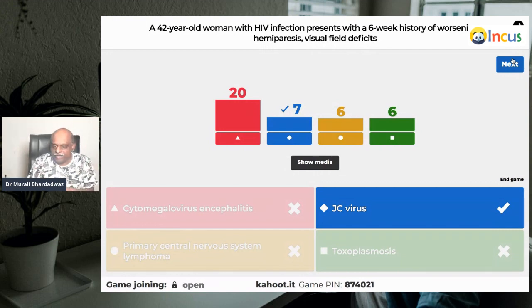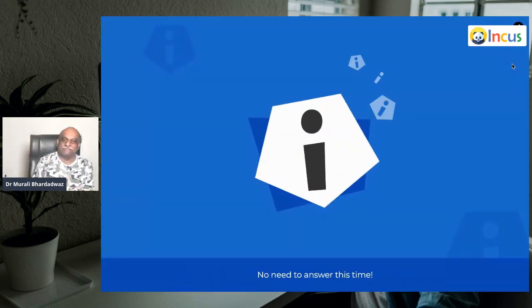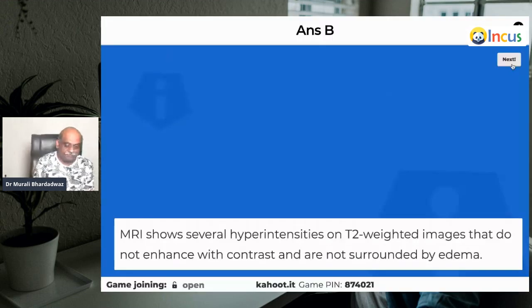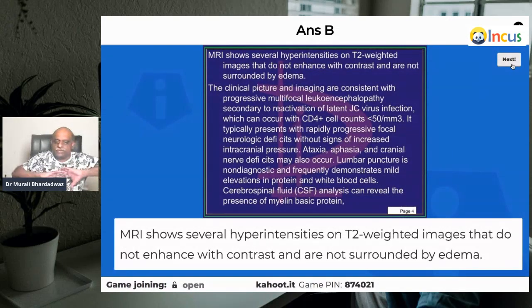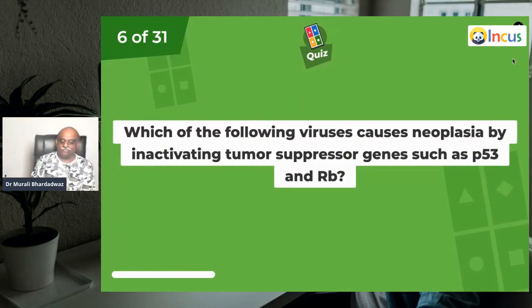Only 7 of you are right, calling it as JC virus infection. So Prachi is still on the top and Pravalika, Pooja are racing to get the 40,000 rupees prize. So doctor, the MRI is showing several hyperintensities which are not surrounded by edema. So this is all in favor of progressive multifocal leukoencephalopathy, which is caused by the JC virus, is what you have to hit the bullseye.